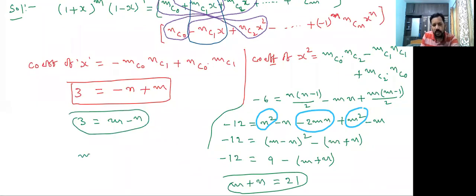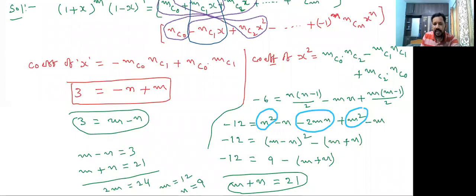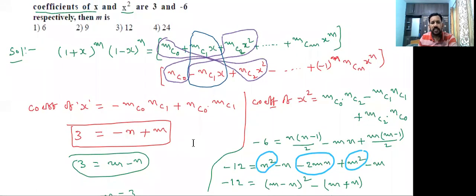Solve both. m minus n is equal to 3. m plus n is equal to 21. Then add these two. 2m is equal to 24. Then what is m? m is 12. If m is 12, then what is n? n is 9. 12 minus 9, that is 3 or not? These are the m and n values. See the question, what they are asking. They are asking the m value. m value is 12.